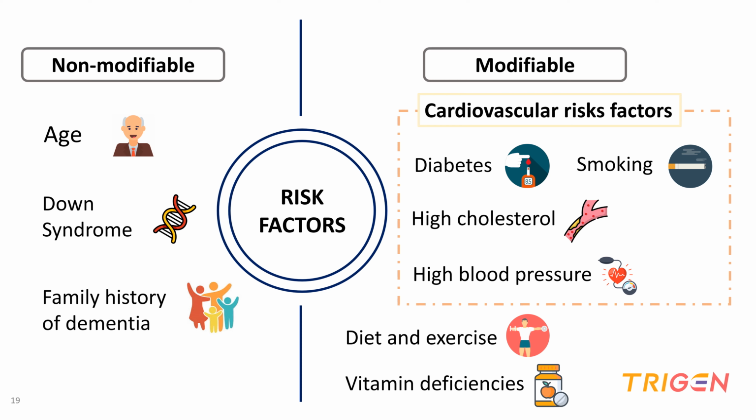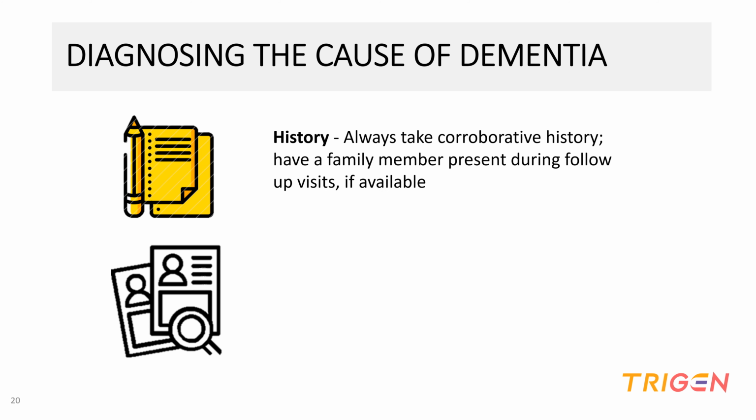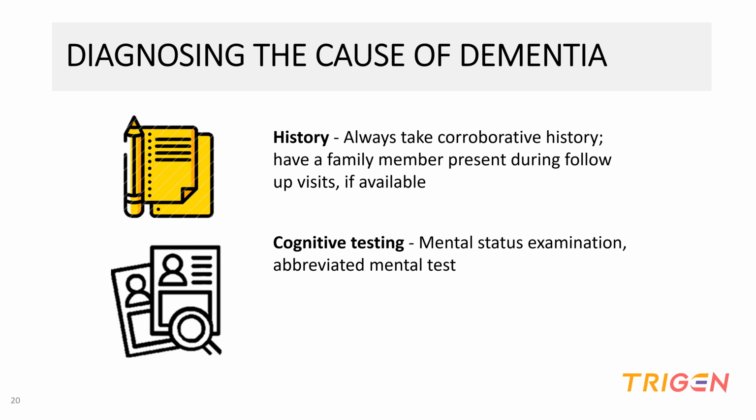Also, research has shown that people with abnormal thyroid levels, low vitamin D, vitamin B6, vitamin B12 levels in the blood are more likely to develop dementia. Diagnosing dementia requires a comprehensive assessment by the doctor. This usually involves history taking from both the patient and a close family member or friend. Cognitive tests such as mental status examination and abbreviated mental tests are conducted.